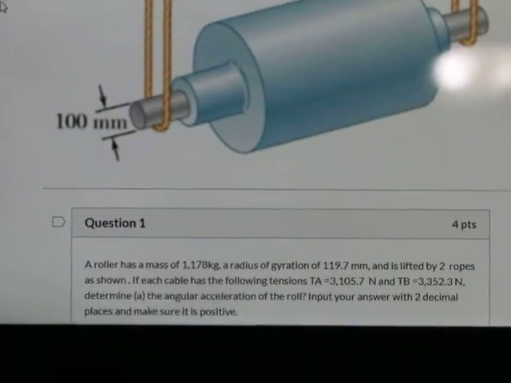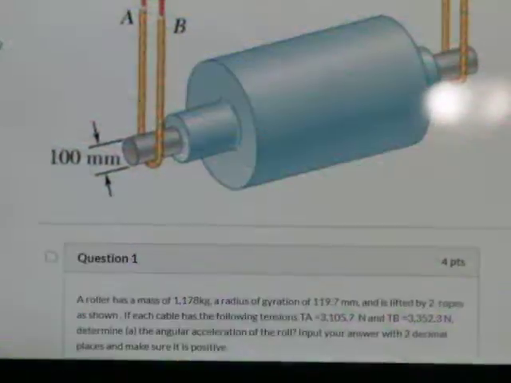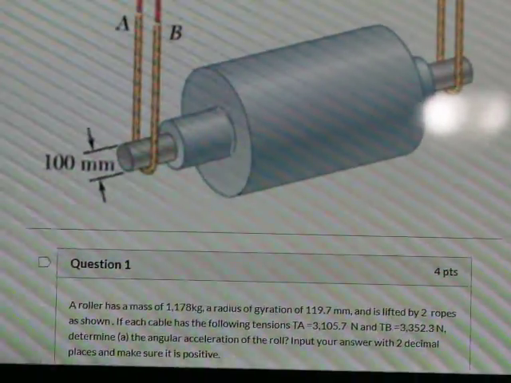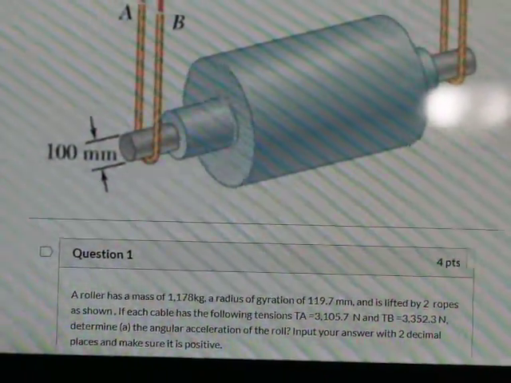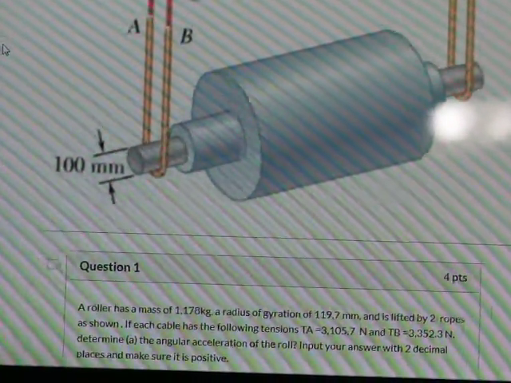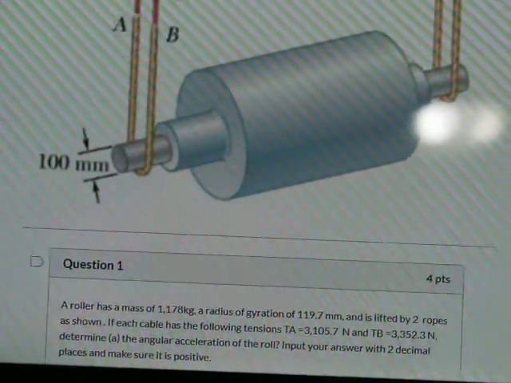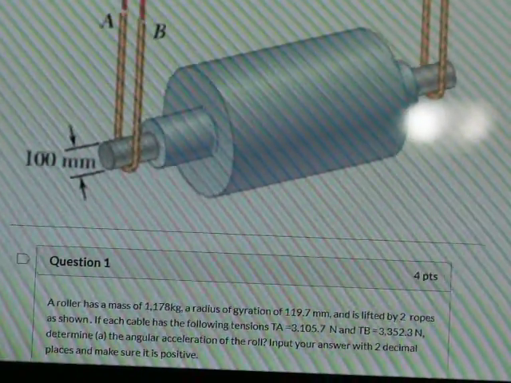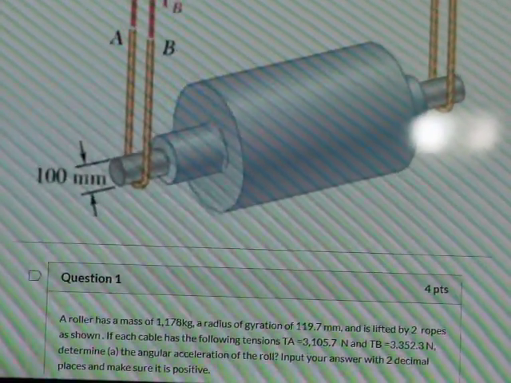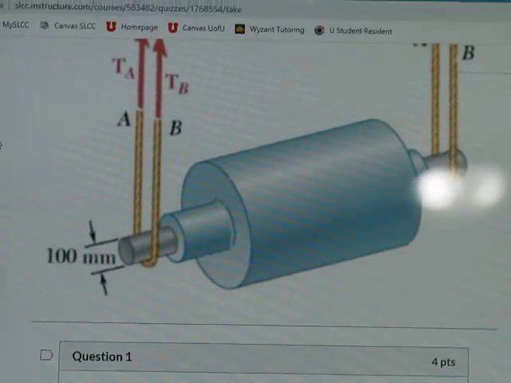And the question: a roller has a mass of 1178 kilograms, a radius of gyration of 119.7 millimeters, and is lifted by two ropes as shown. If each cable has the following tensions: A of 3,105.7 newtons and B of 3,352.3 newtons, determine the angular acceleration of the roll. And then you have that inner shaft that's 100 millimeters.